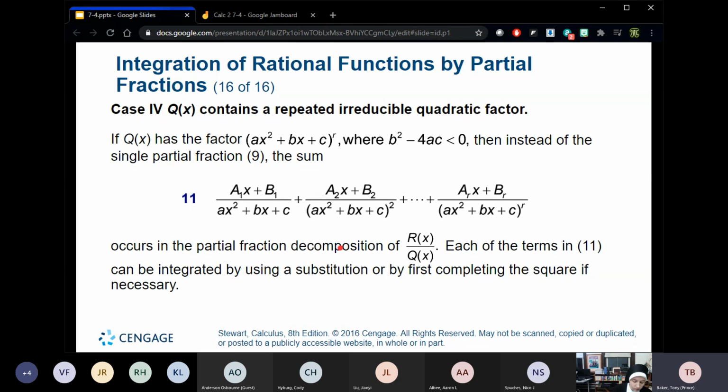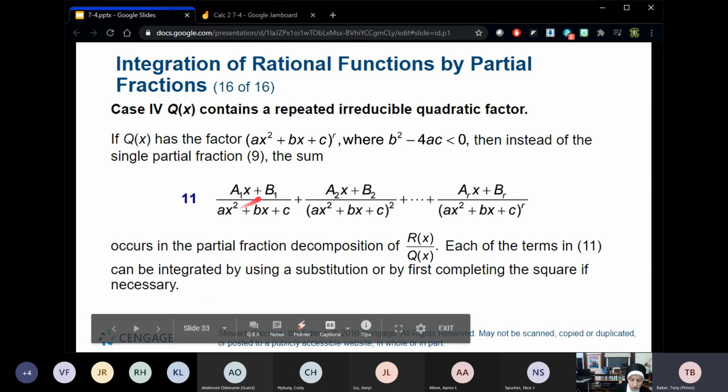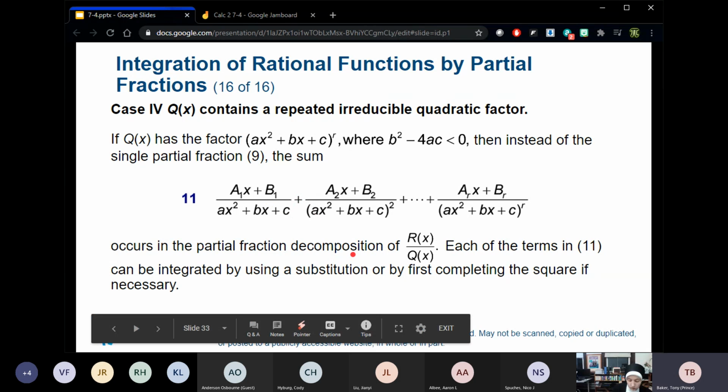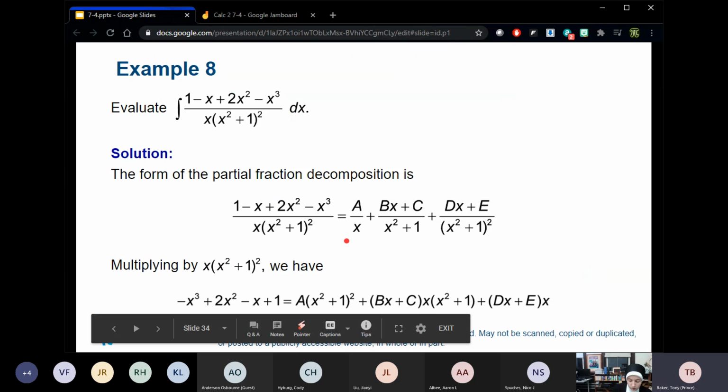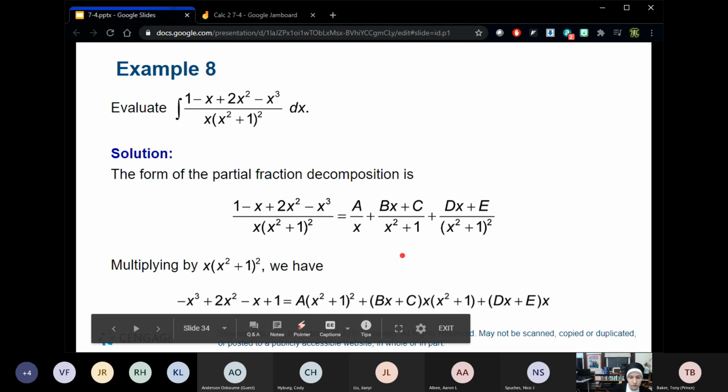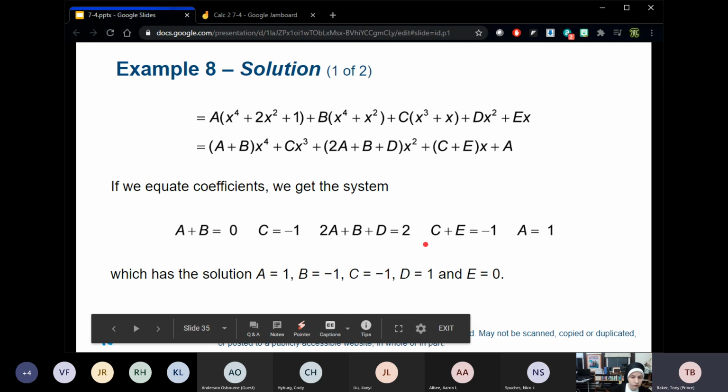So it's actually the same concept as case 2, where you just have to do them multiple times. Except when we're doing quadratics, we have ax plus b on the top, so we have to repeat those as well. So we're going to actually do this example. Actually, I'm going to just work with theirs.